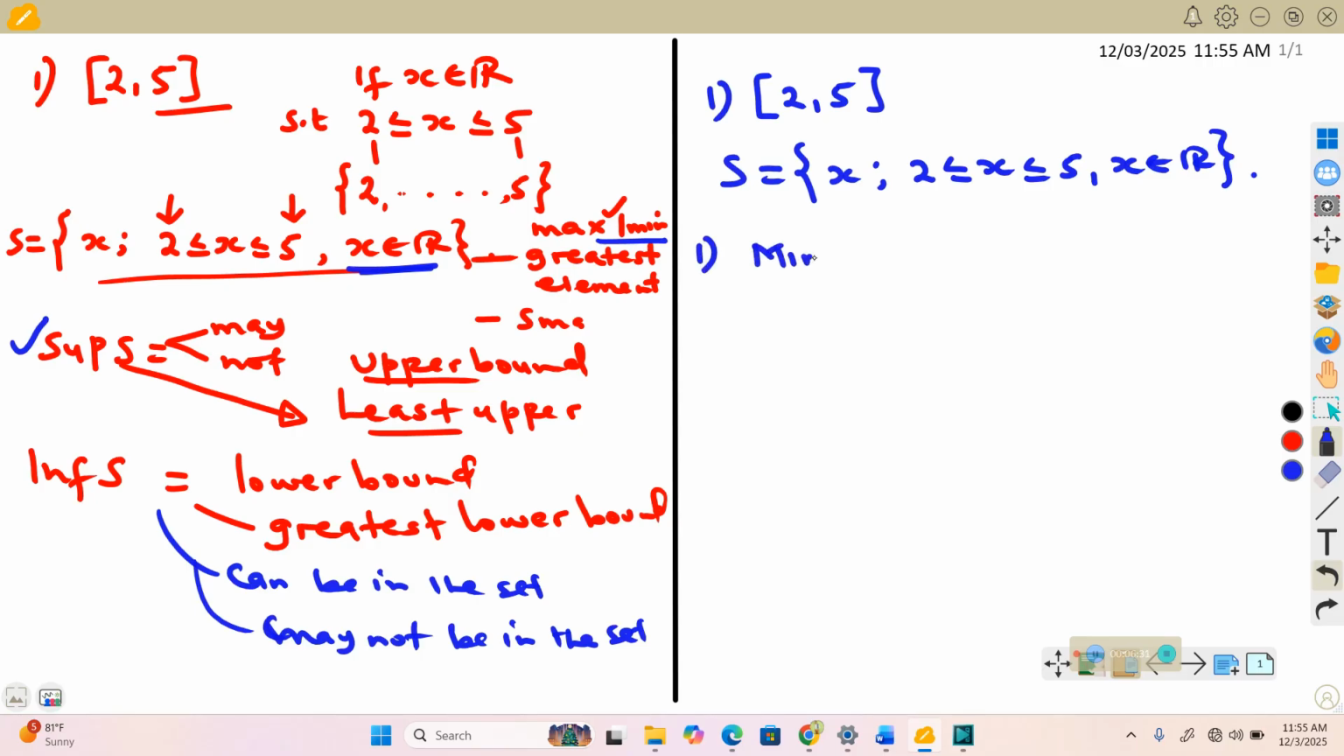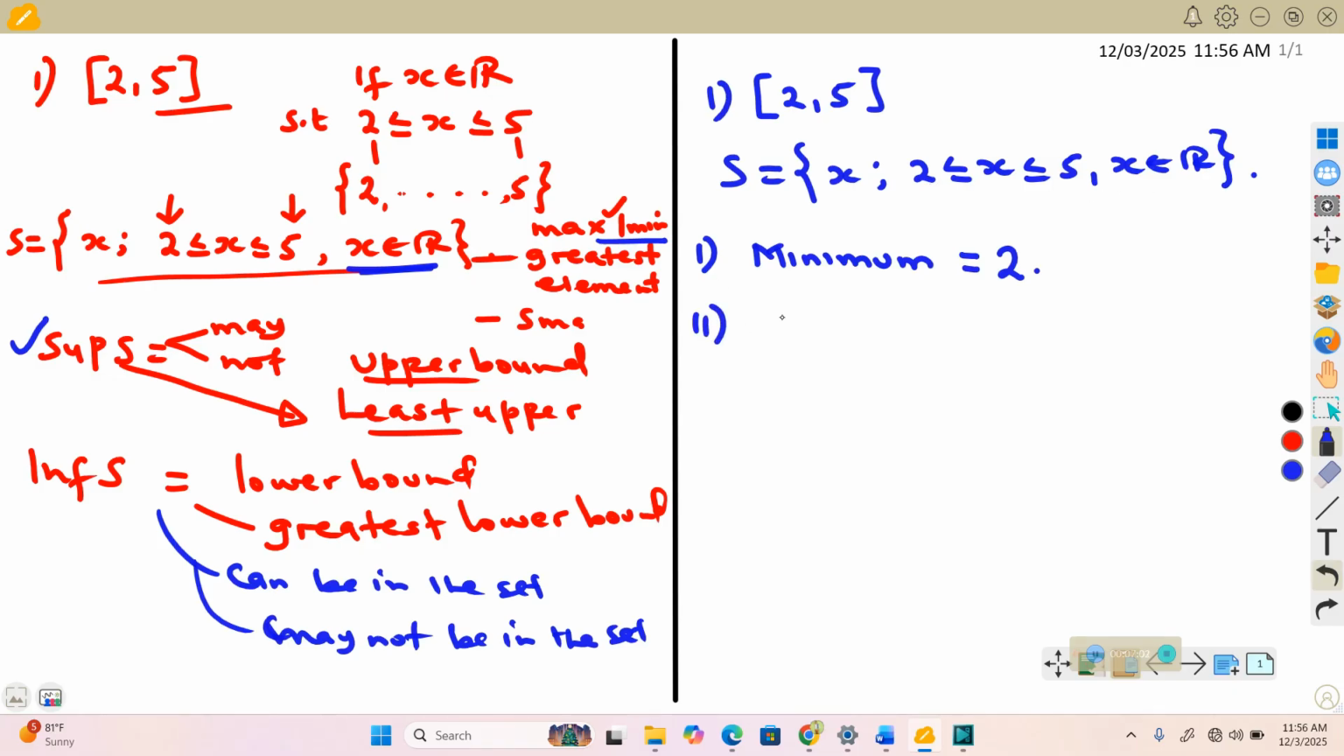So what will be the minimum? Looking at this set, you realize that the smallest number that will be inside this set will be 2. So the minimum will be 2. Minimum is the smallest number or the smallest element in this given set.